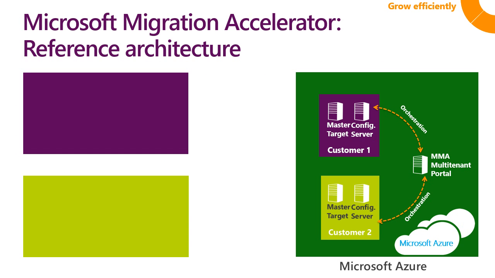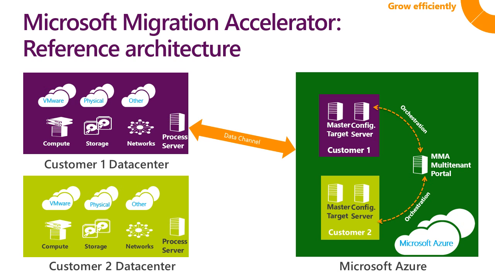Now, as we jump in and take a look at the reference architecture, let's start with what's in Azure. For you as a partner, you've got the multi-tenant portal, or the MA, the migration accelerator, but then we've also got the master config and the target servers which are set up inside of Azure.